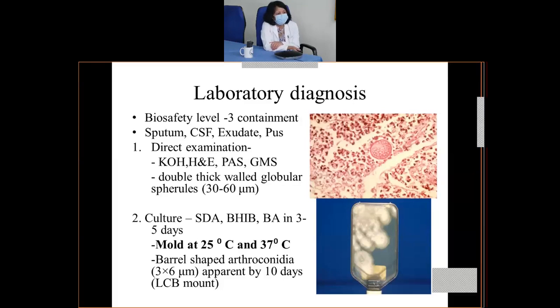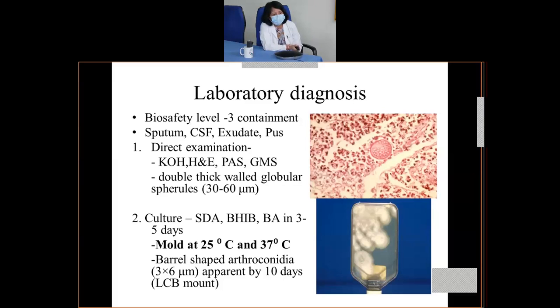Okay, and culture can be done in similar culture media as in the case of blastomycosis. It can be done in Sabouraud dextrose agar, BHIB, even blood agar in 3 to 5 days. So comparatively, they grow earlier as compared to blastomycosis. The period of growth is approximately 3 to 5 days, and by 10 days you can actually see the growth. So the mold at 25 degrees centigrade and yeast at 37 degrees centigrade. You can see in the picture there's a growth of the mold form.